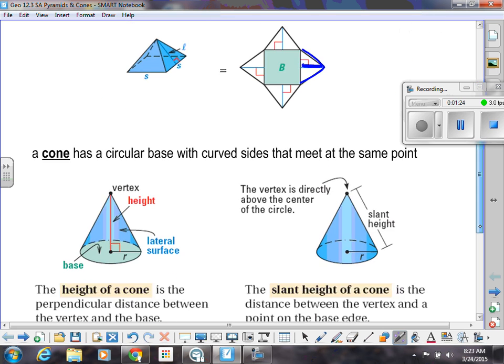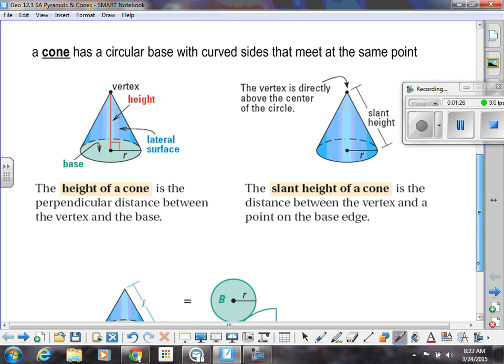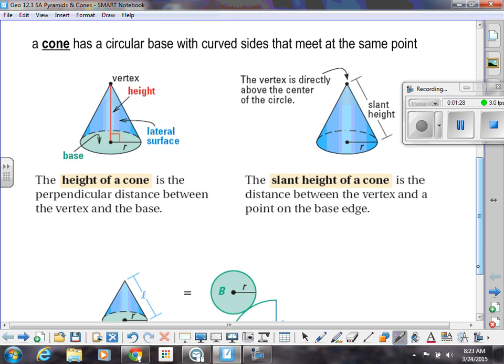So now let's talk about a cone. Remember, a cone just has a circular base, and it does have curved sides, so we don't have triangles now, but think of wrapping a piece of paper around. So again, we still have the height of the whole cone. So when we say height, we mean the height of the whole cone. And then we do have a slant height, and that's the slanted part of the cone, so like the outside part of the cone.